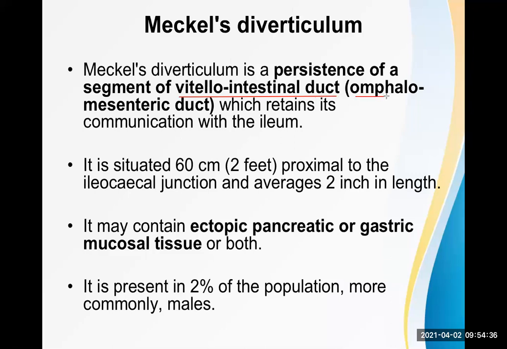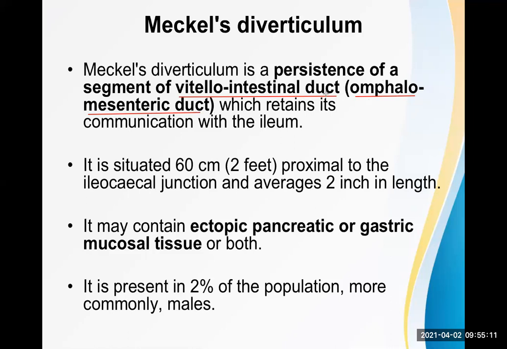Now see this: omphalo, mesenteric. Omphalo is the yolk sac, mesenteric is the midgut. This is how I remember it. So this is a communication in fetal life. But after the baby is born, there is no use for it, so it has to be completely obliterated. If somehow it persists, usually the part which is attached to the intestine, then this is known as Meckel's diverticulum.